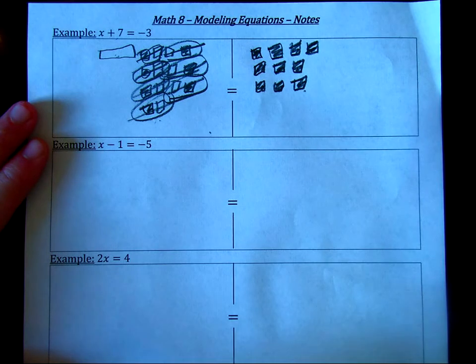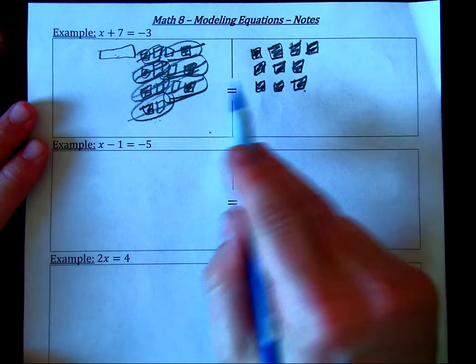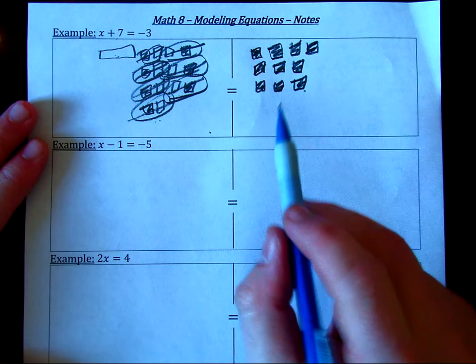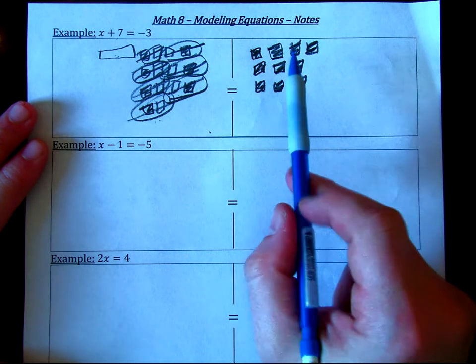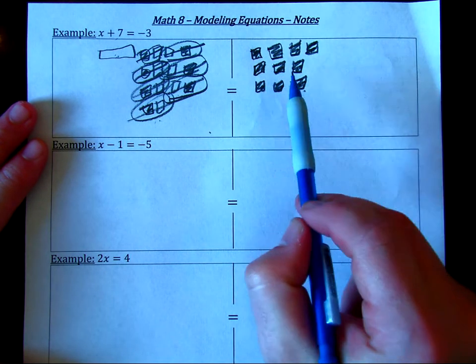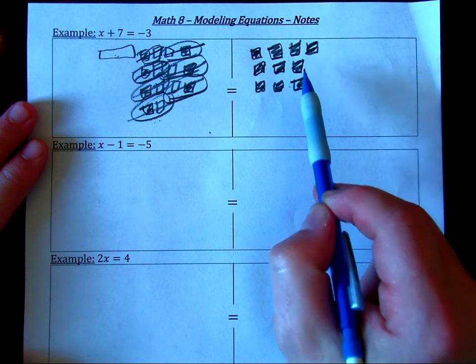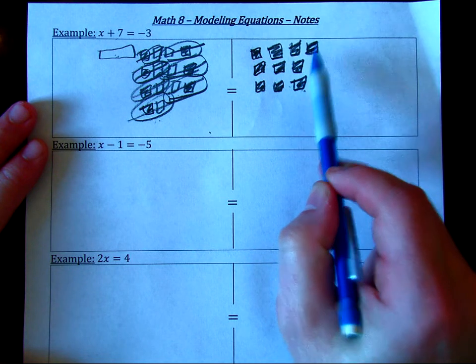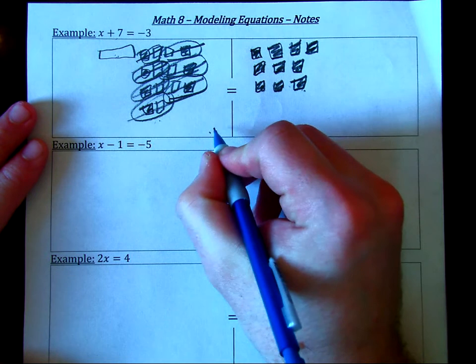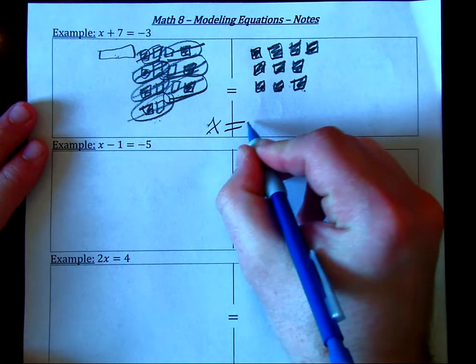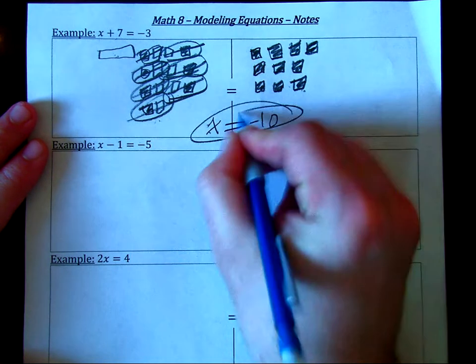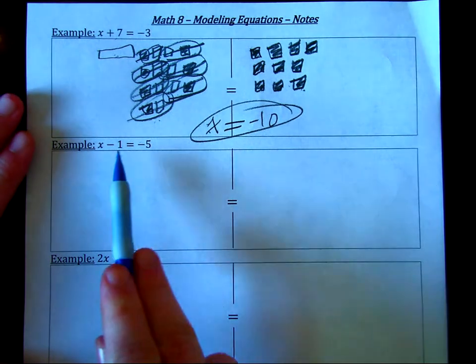And if you notice on the right side, there's nothing to cancel out, but we do have a value. So how many do we have? We have 1, 2, 3, 4, 5, 6, 7, 8, 9, 10. So we have x equals -10. I'm going to let you try this one out for yourself.